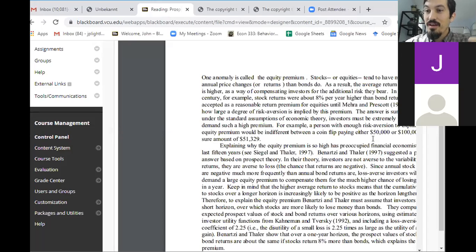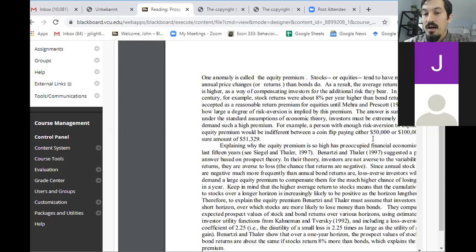Someone says, would you rather have a coin flip that half the time pays you 100,000 and the rest of the time 50,000, or a fixed payment of 51,329? According to expected utility theory, if that's where the equity premium is coming from, you would have to be indifferent between the 100K gamble and the 51,000 for sure. And that's just crazy. You would have to go for the 100,000. It's so much more attractive.